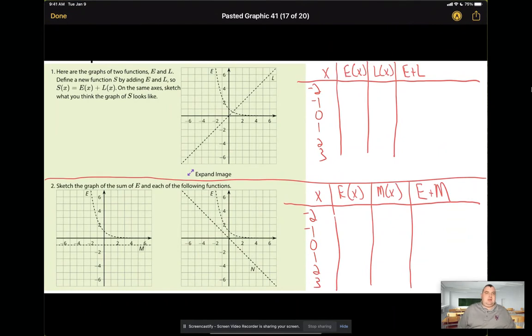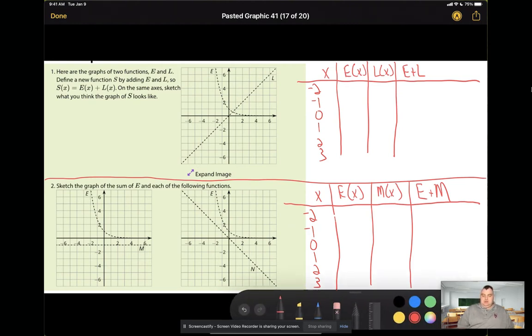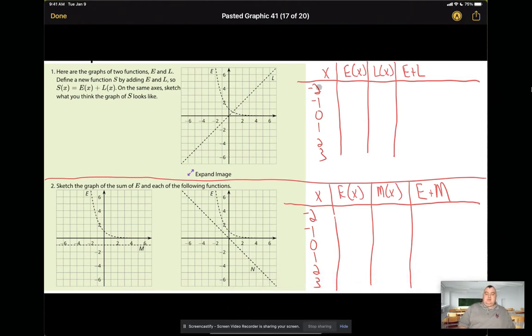Okay, so here are the graphs of two functions, e and l. Define a new function s by adding e and l so that s of x equals e of x plus l of x. On the same axes, sketch what you think the graph of s looks like. So again, we're going to make a table of values. I'm going to pick a couple of negative x values, 0, and a few positive x values.